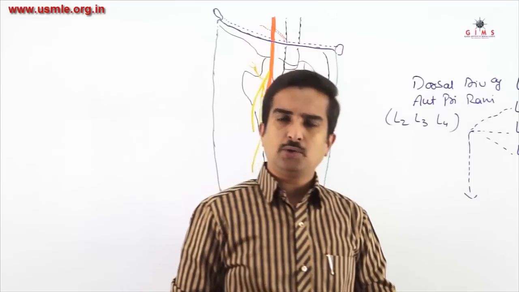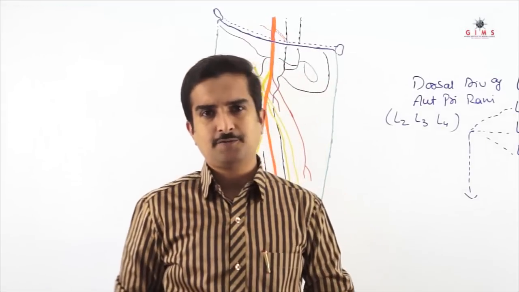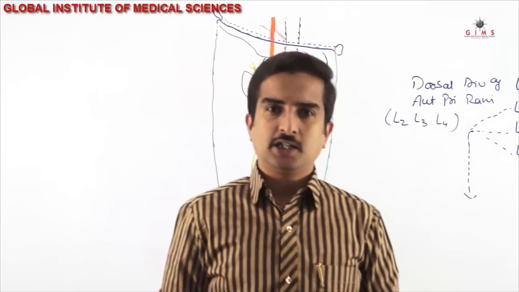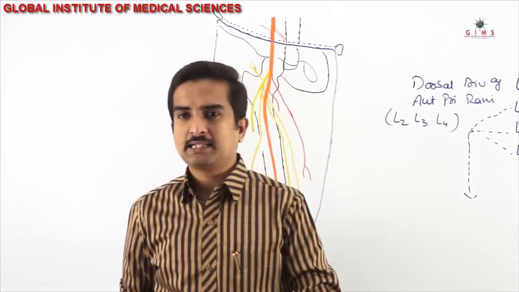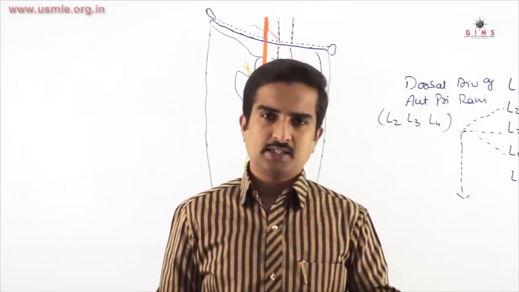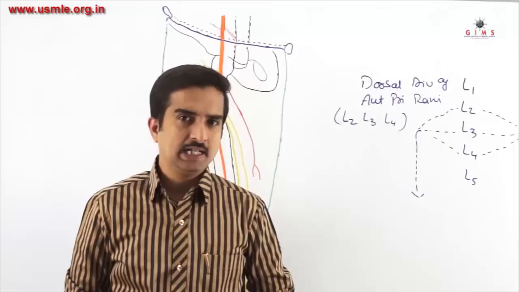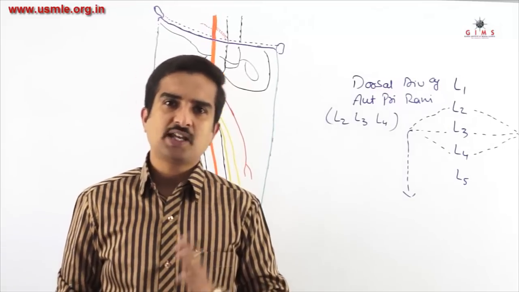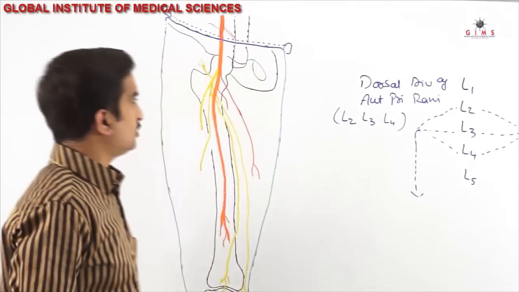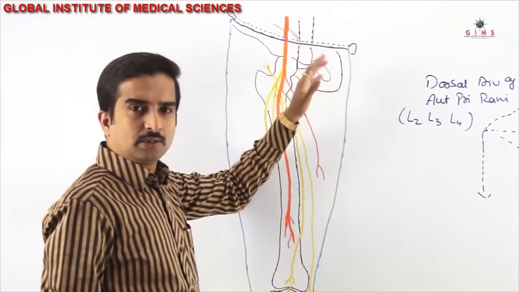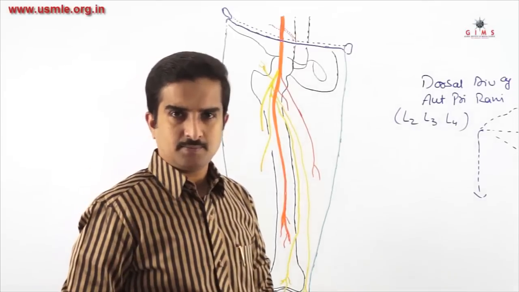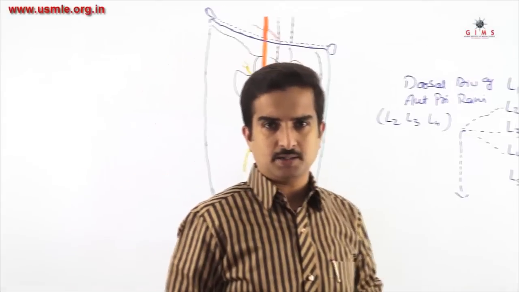I also told you that the femoral nerve in the femoral triangle is situated in the groove between the iliacus and psoas major, outside the femoral sheath, that is lateral to the femoral artery, right? So by this we came to know how the femoral nerve enters the anterior compartment of the thigh, also called the extensor compartment.